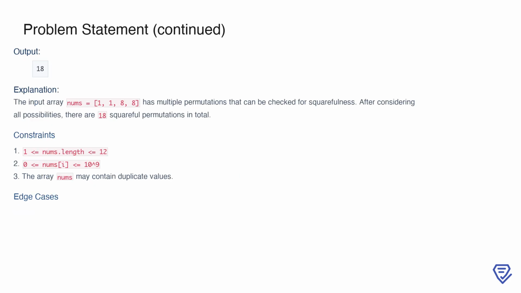straightforward. Now, consider the third example where nums equals 1, 1, 8, 8. This array contains duplicate values, which means there are multiple permutations to check for squarefulness. After evaluating all possible permutations, a total of 18 squareful permutations are found. This example demonstrates the importance of carefully handling duplicate values to ensure that permutations are not overcounted. Additionally, it highlights that larger arrays can lead to a significant increase in the number of permutations to evaluate, making the problem more computationally intensive.